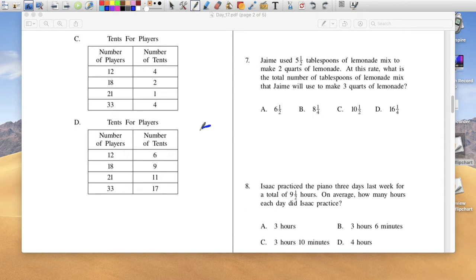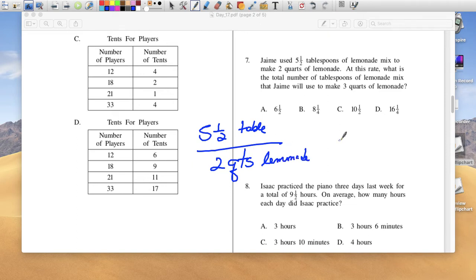Number 7. I use 5.5 tablespoons of lemonade mix to make 2 quarts of lemonade. At this rate, what's the total number of tablespoons I need to make 3 quarts?